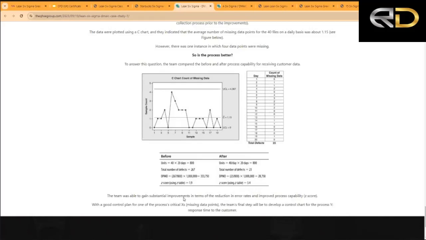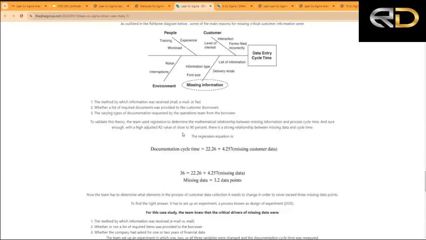So the team was able to gain substantial improvements. For them, 95% is more than enough. It meets their cost and benefit and their objectives. So for a good control plan, once the process critical axes are identified, the team's final step will be to develop a control chart for the process. So that is basically what you see.